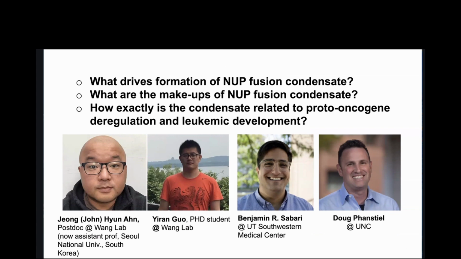So first, what really drives the formation of this puncti or condensate I just showed you, which is essentially formed by nucleoporin oncofusion proteins? And these condensates are fairly big. They range from 50 nanometers to 500 nanometers in diameter. So it's quite big. So what is the makeup of this puncti in the nucleus?